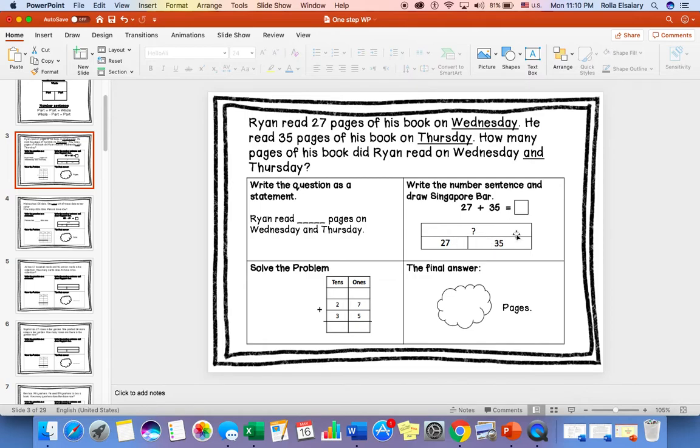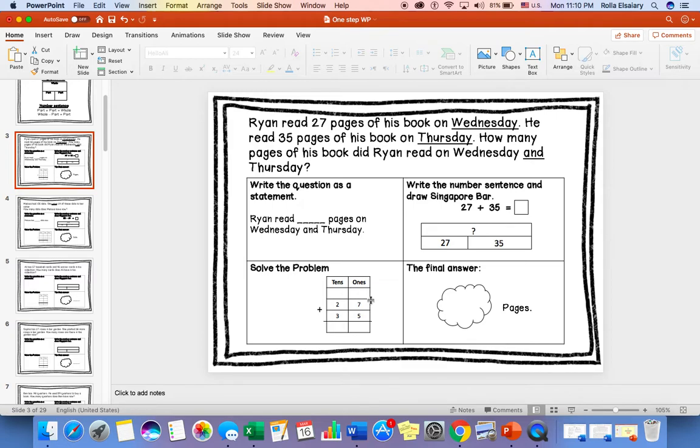So anyway, now we did the Singapore bar. Now is the time to do the third step, which is solve the problem. When I first start word problems with my students, I put it in the form of place value, ones, tens, and if there are hundreds, I put hundreds. And I always tell them, this is the place value, ones, tens, hundreds, and I always start with ones because I want them to know that we always start with ones when we add or subtract.